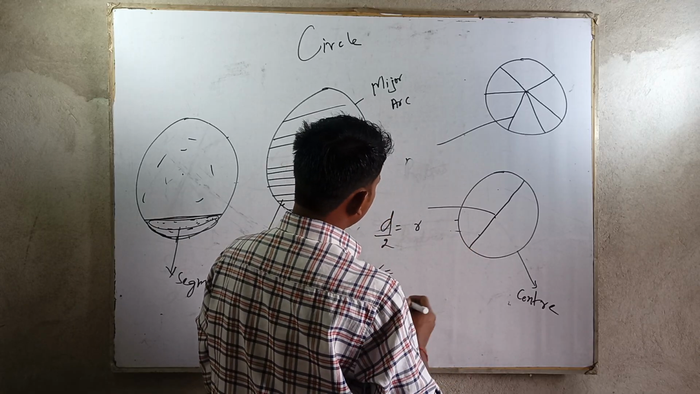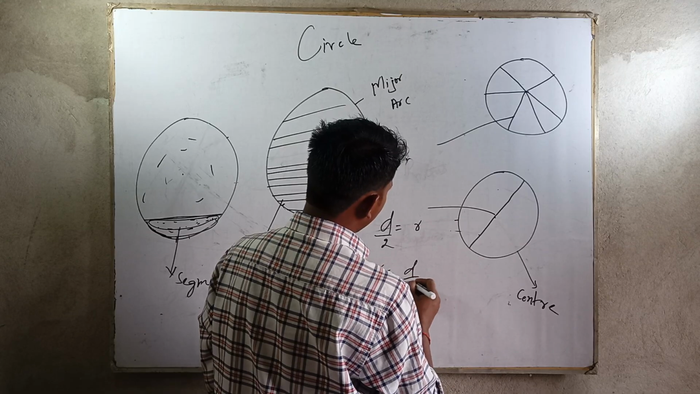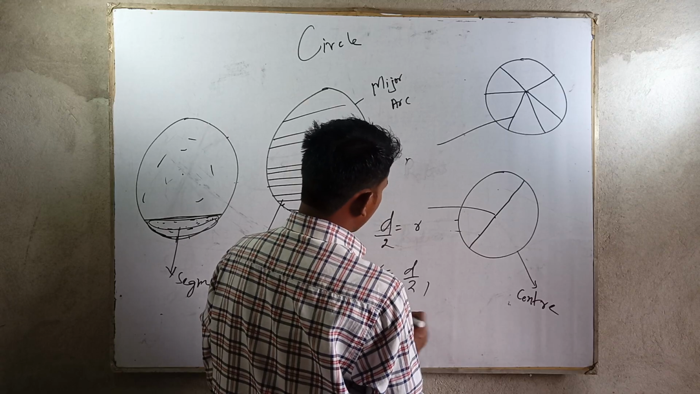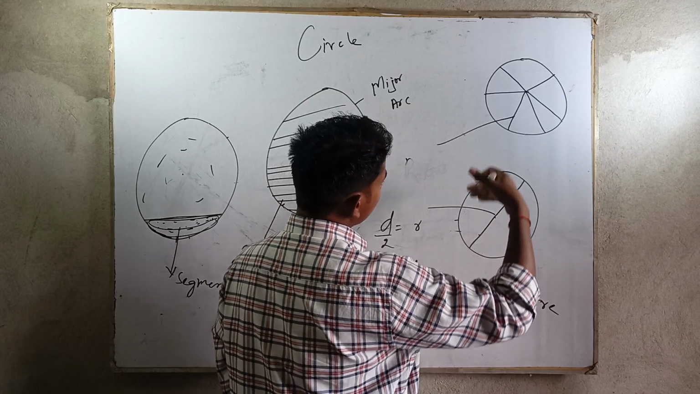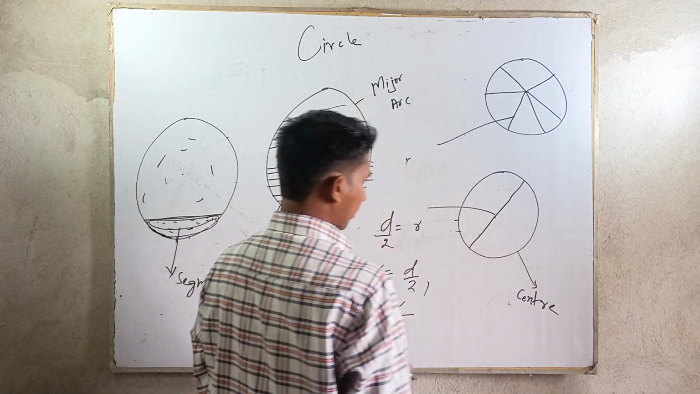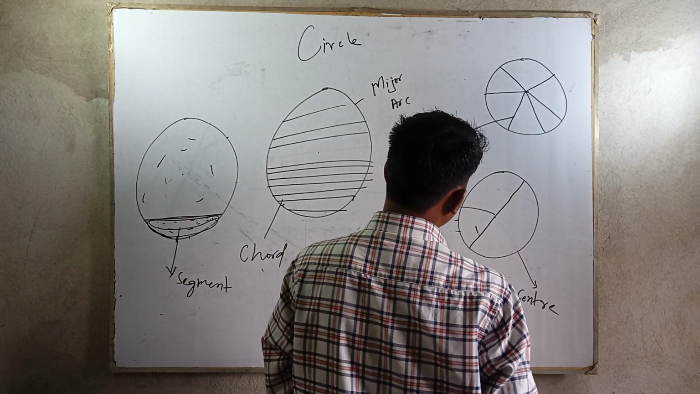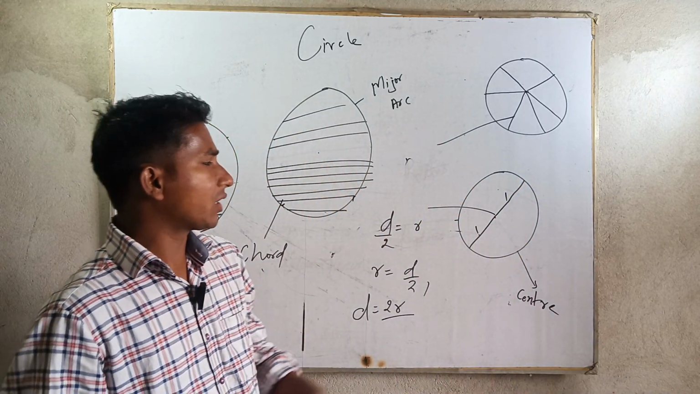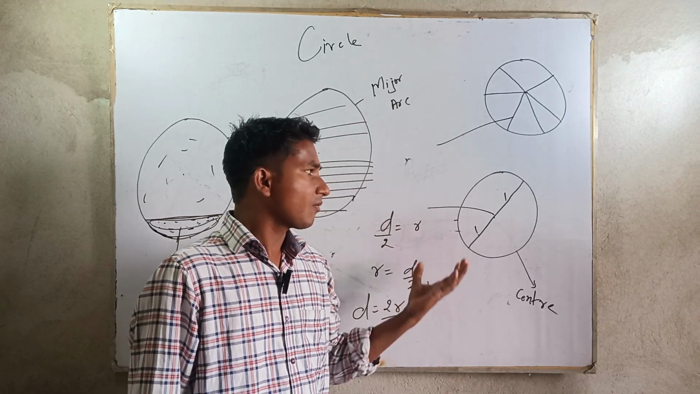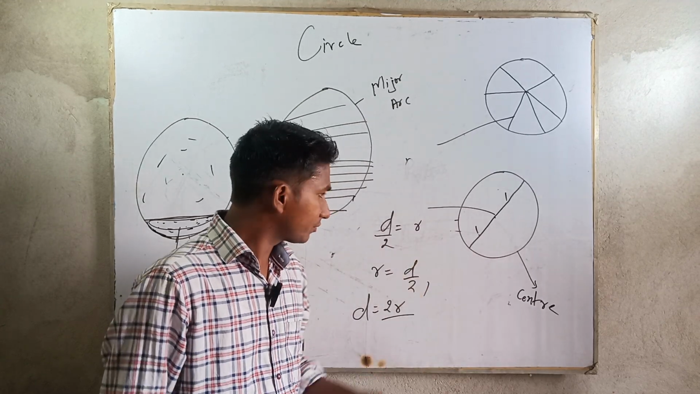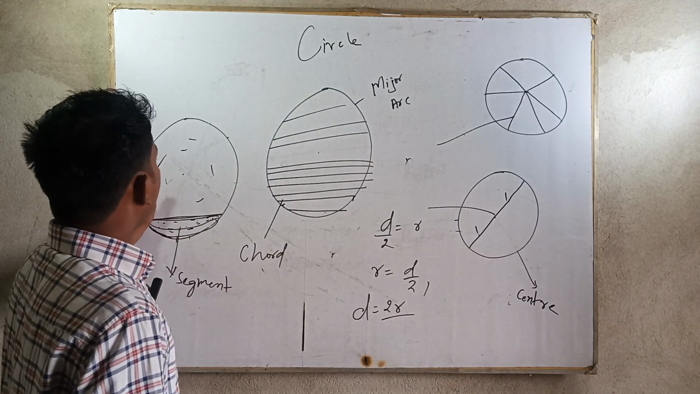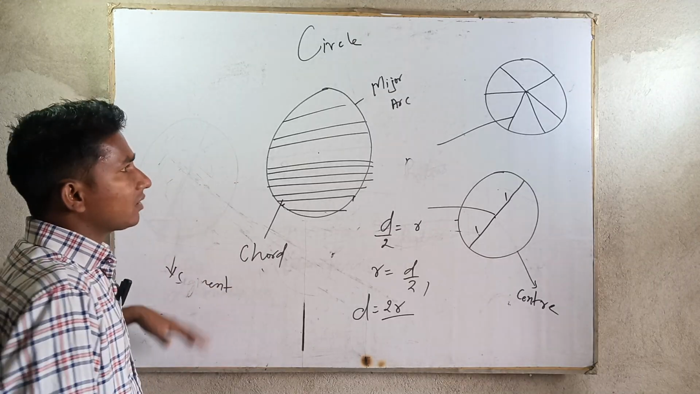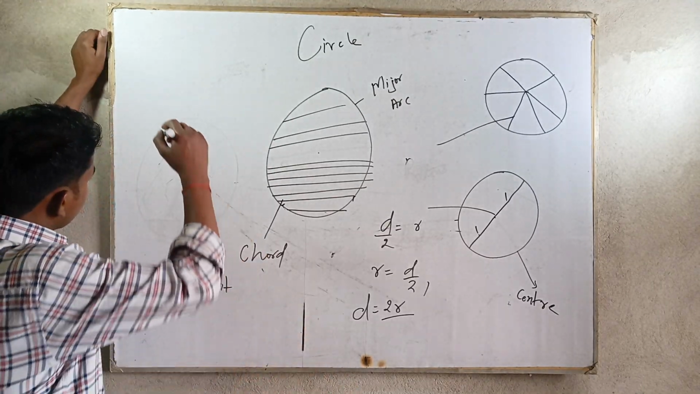If I know d, then r equals d by 2, and if I need to find d, then d equals 2r, because d is 2 times r. Suppose r is 1 centimeter, then d will be 2 centimeters. That means d equals 2 centimeters and r equals 1 centimeter. So this is the diameter.